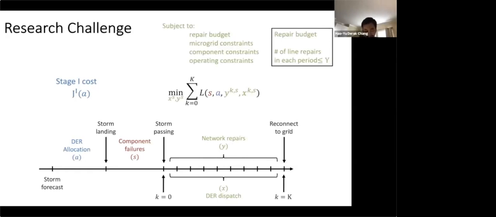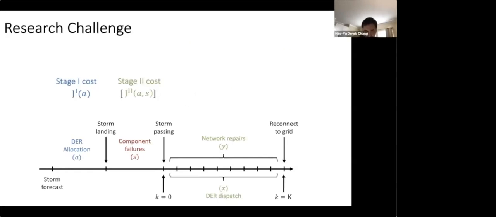We aim to minimize this cost of lost demand under a DR allocation and failure scenario. The total cost to consider before the hurricane hits is the sum of stage 1 cost and stage 2 cost, in which the stage 2 cost is an expectation over all failure scenarios. We consider distribution over the probable scenarios, and we aim to choose allocation to minimize this total cost.